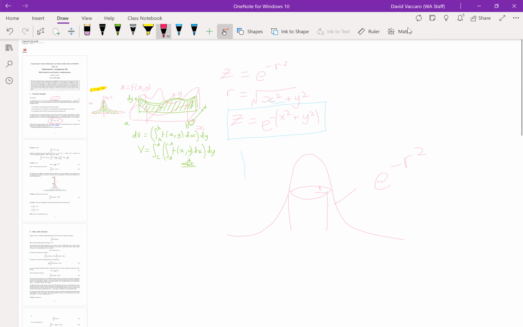Now, what I'm going to do is find the volume that is contained within this shape. You can see as r gets big, it becomes really flat, so it becomes essentially flat. So it's just like a little indentation. My question is, how much water could I pour into that hole?